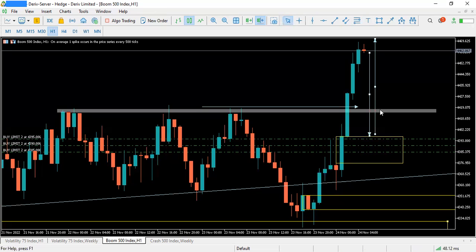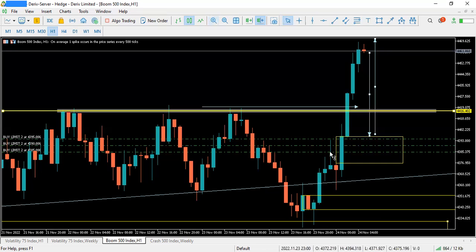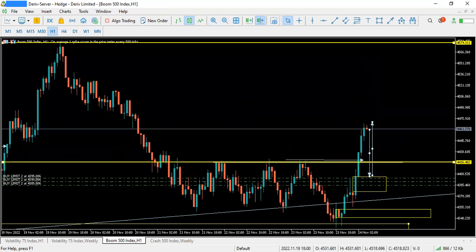So here, two things. Either it pulls back into this zone, I'll get my buys there. Then once it comes back above this resistance, which will now be a support, and taps it as well, I'll also add more buys, then targeting that resistance as our TP. So those are the two entry zones that I'm looking at for Boom 500 as of today.